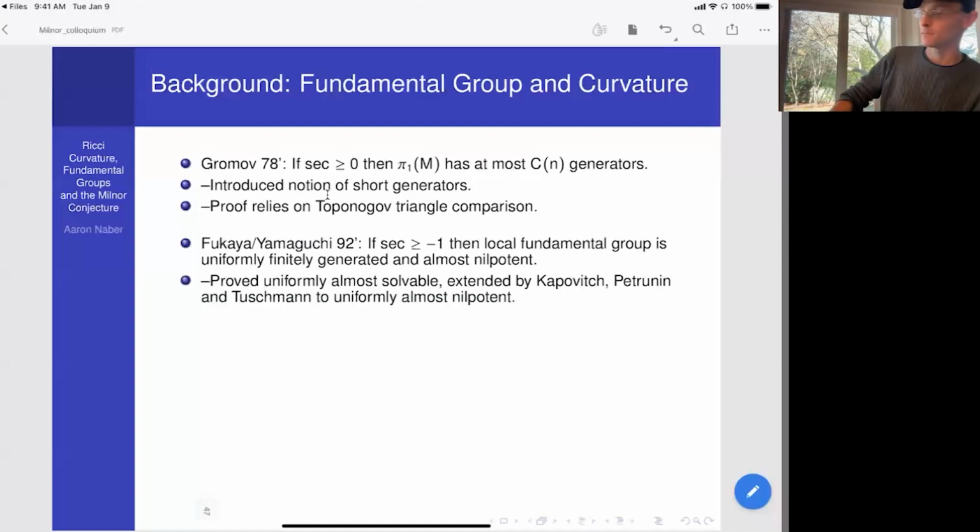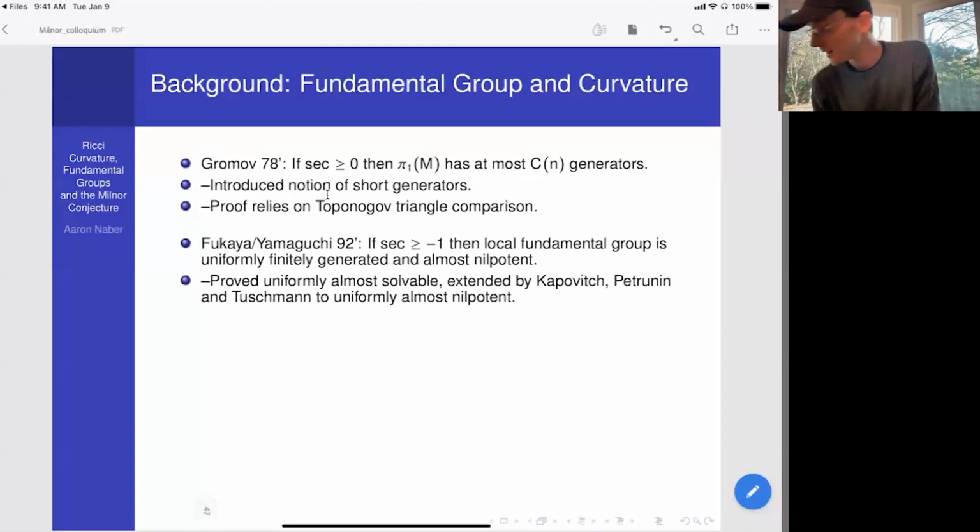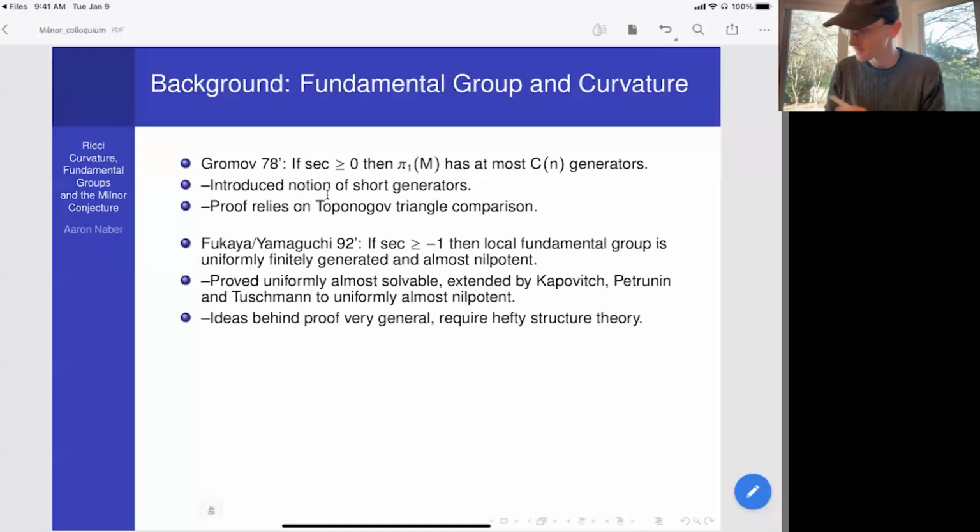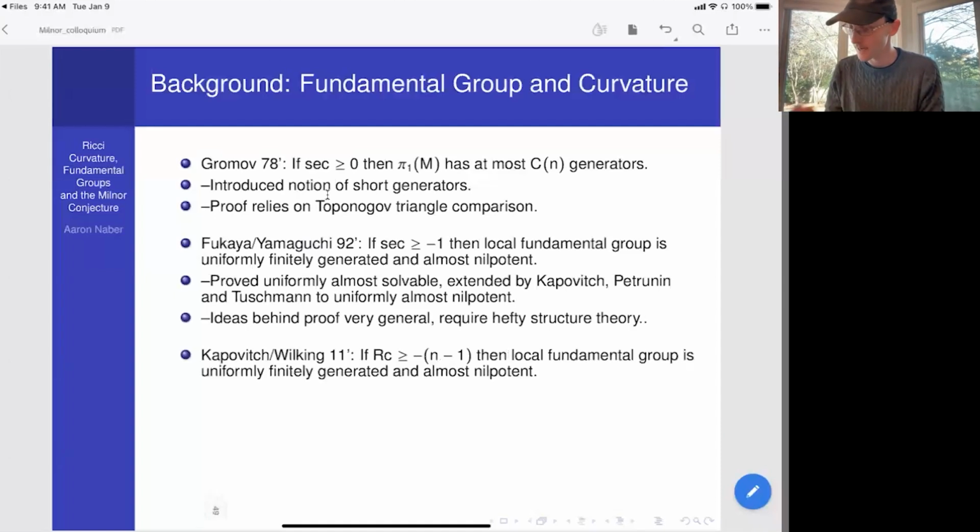Actually, and also, if I'm being really fair here, what they proved here is uniformly almost solvable. That is an extremely subtle point, and it was extended by Kapovich, Petrunin, and Tuschmann to uniformly almost nilpotent. And this finally gets us to the state of the art.